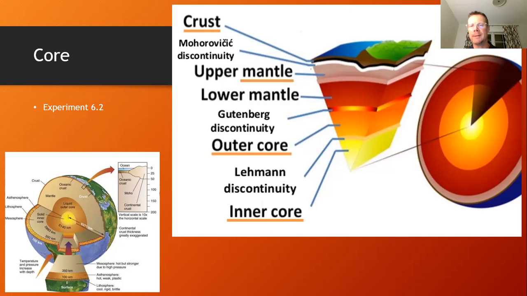Again, if we work our way down from the outside in, we have the Mohorovicic discontinuity, or the MOHO. That is between the crust and the mantle, but it's part of the lithosphere, separating the crust and the mantle. We have the upper mantle, the lower mantle. The Gutenberg discontinuity is between the mantle and the core, and the Lehmann discontinuity is between the outer core and the inner core. Key points there.